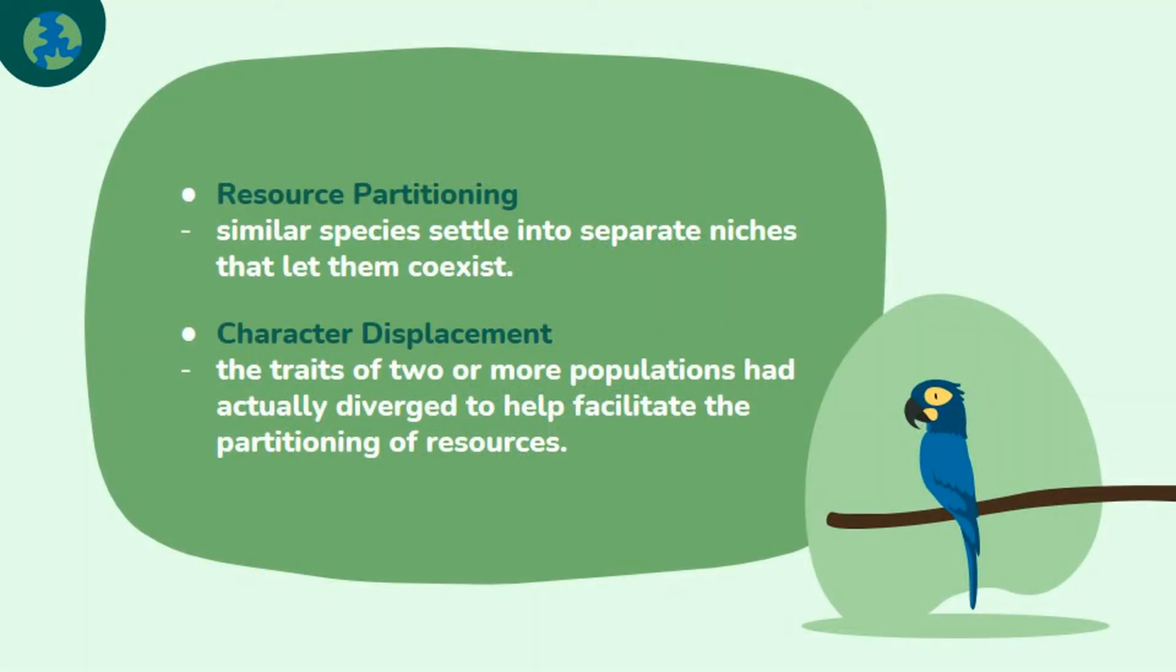When similar species settle into separate niches that let them coexist, the phenomenon is known as resource partitioning. So if organisms can behave in ways that help minimize competition while increasing their odds for survival, it follows that traits associated with this behavior would start being selected favorably. After all, that's what natural selection is for. When this happens, it's known as character displacement.